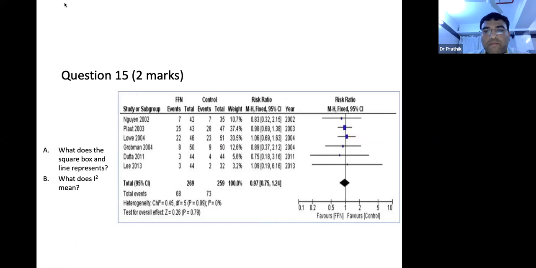Yes. So you can see here the square boxes. This box represents the weightage given to this study in this meta-analysis. You can see here the weightage is 37%, right? So the more the weightage given to the study, the bigger will be the box. And this horizontal line represents the confidence interval. You can see here the confidence interval is 0.32 to 2.15. So this is a wide confidence interval, right? And I square represents the heterogeneity.